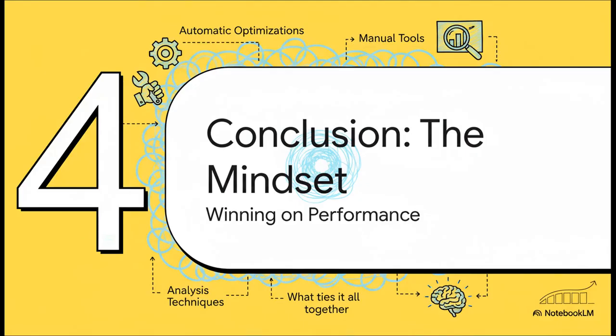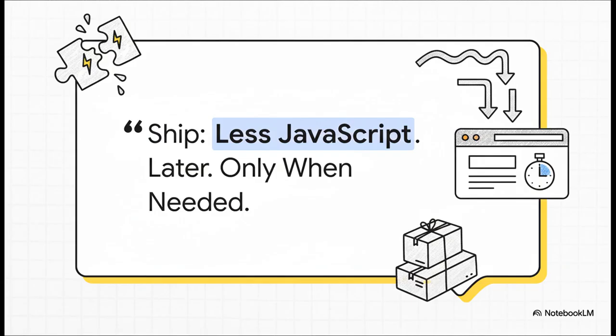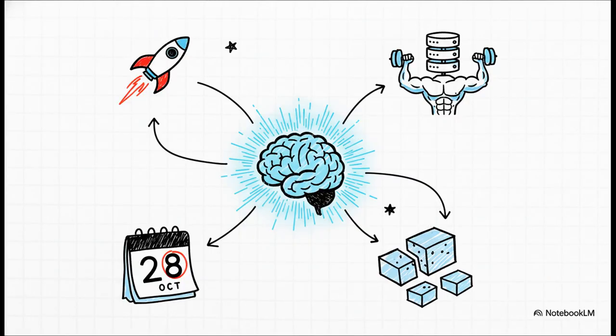So we've covered the automatic optimizations, the manual tools, the analysis techniques. But what really ties all of this together? It's not just a set of tricks, it's a whole mindset. If you only take away one thing, please let it be this. This is your new mantra. For every feature you build, ask yourself, can I ship less JavaScript? Can I ship it later? And do I only ship it when it is absolutely needed? This is the complete philosophy.